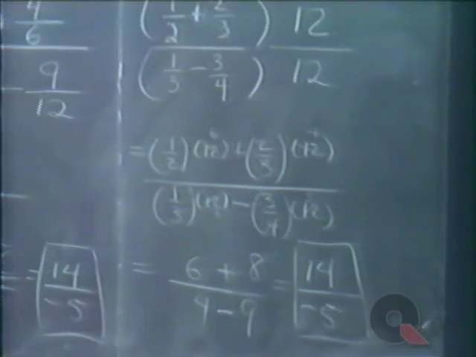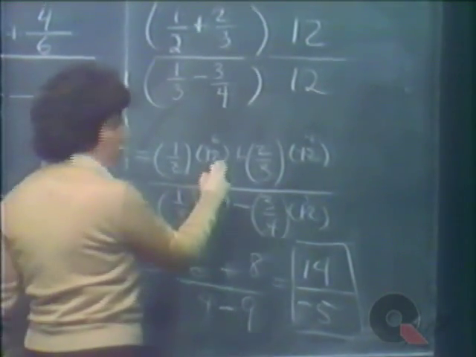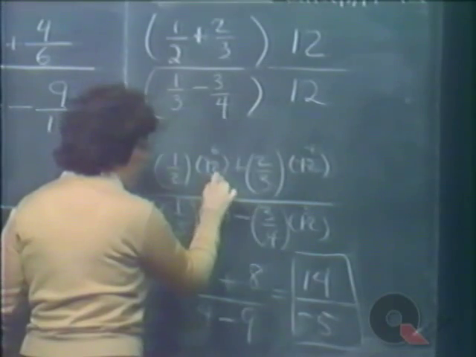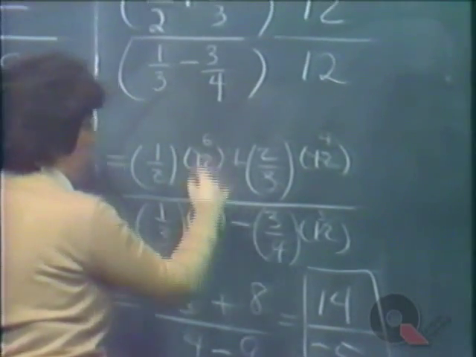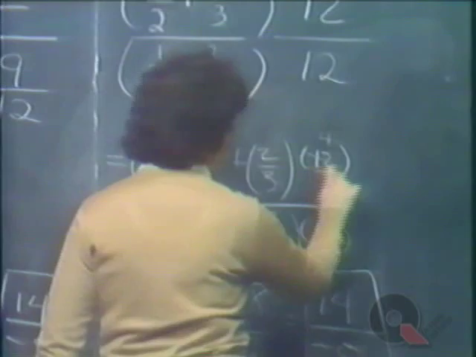By the way, in these multiplications, when you're multiplying by 12, you're really multiplying by 12 over 1. So you multiply the numerators and divide by the product of the denominators. It's the same all the way through.